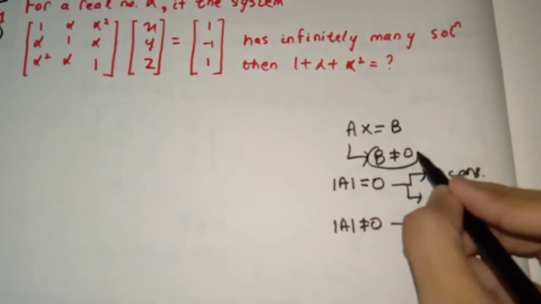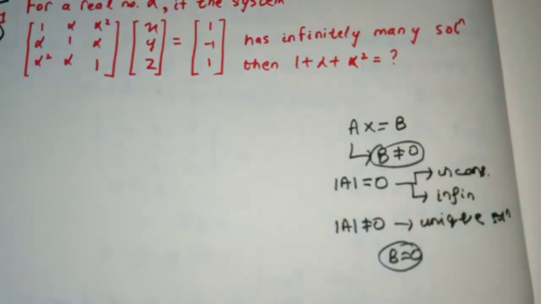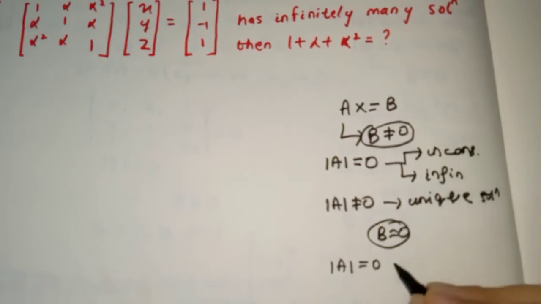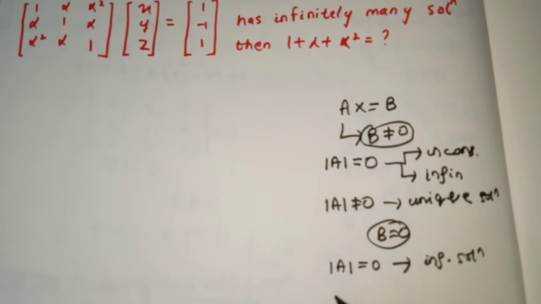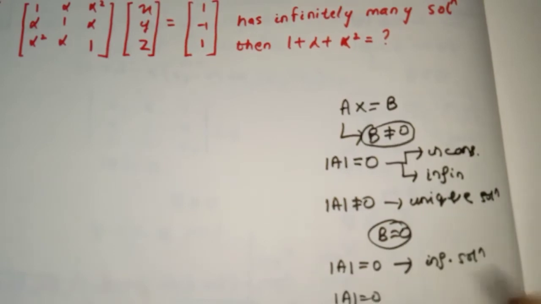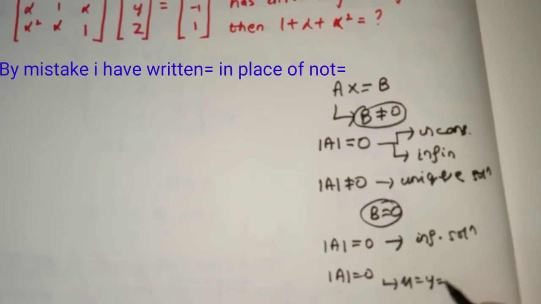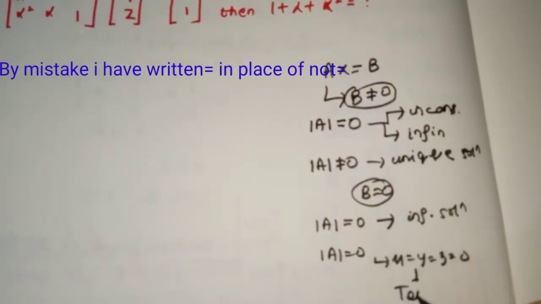This was for b is not equal to 0. What if we have b equal to 0? When b is equal to 0, we again find mod A, and if mod A is equal to 0, for sure we have infinite solutions. And if mod A is not equal to 0, we have only one solution, that is x equal to y equal to z equal to 0, which we call the trivial solution. If you remember, this is the trivial solution.